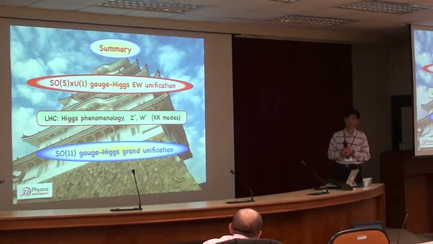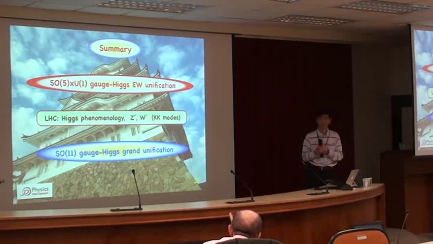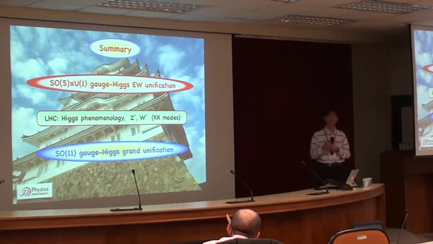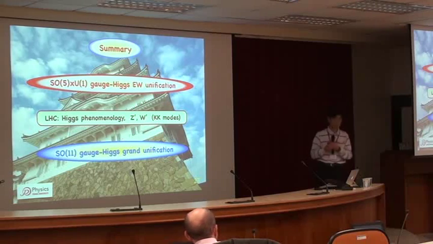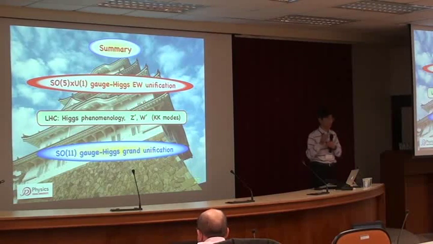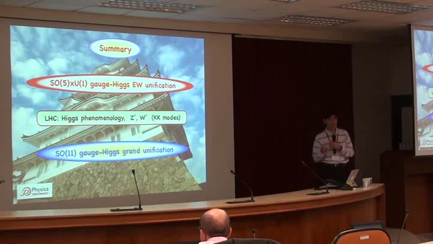Why did you discard the possibility of using just SU(3) cross U(1) and go to SO(5) cross U(1)? I mean, you had two possibilities. You used SO(5) cross U(1), but you could also just use SU(3) cross U(1). Okay, that doesn't work.